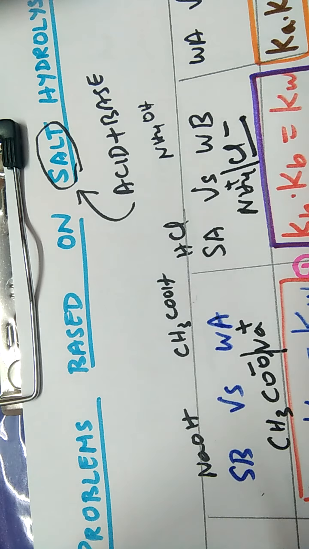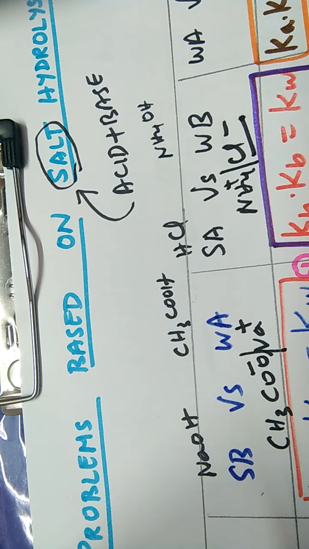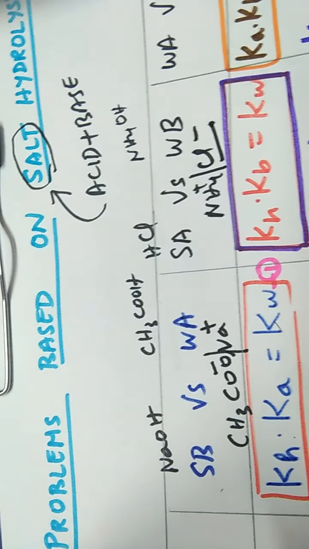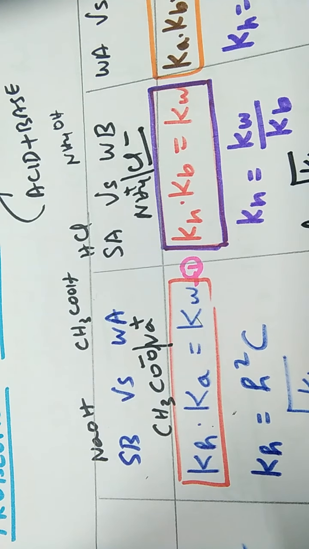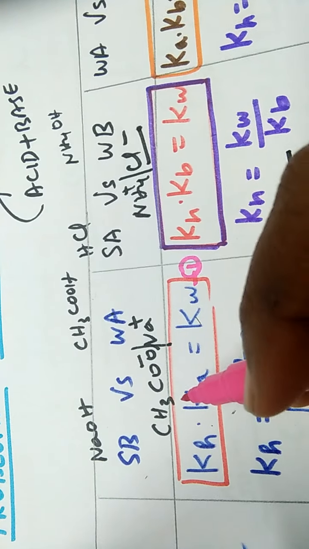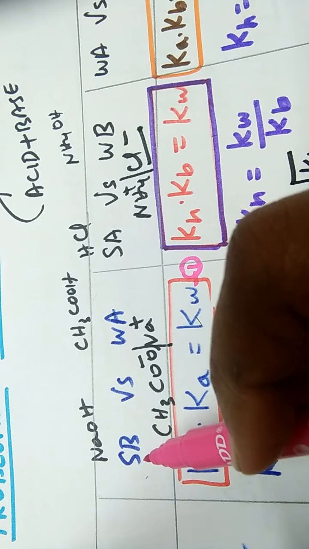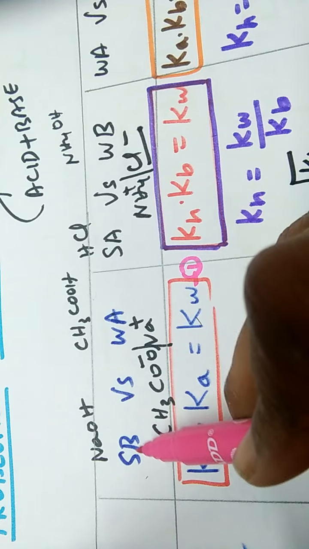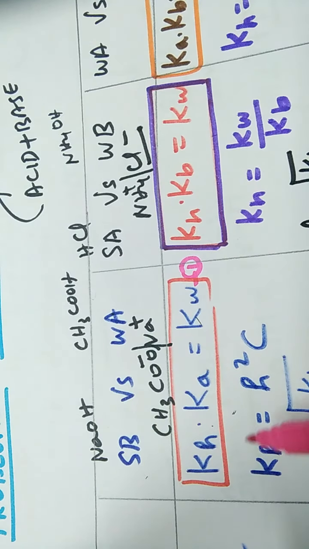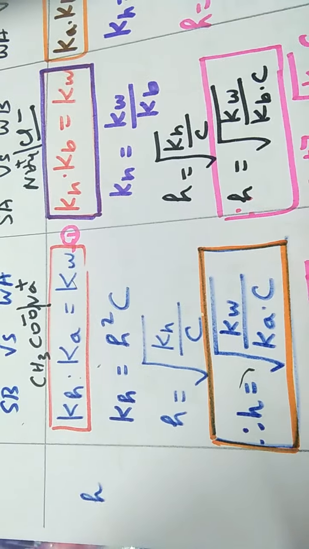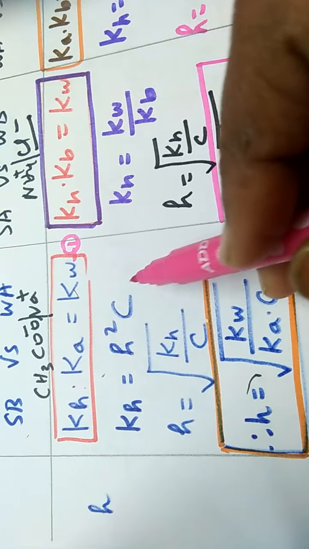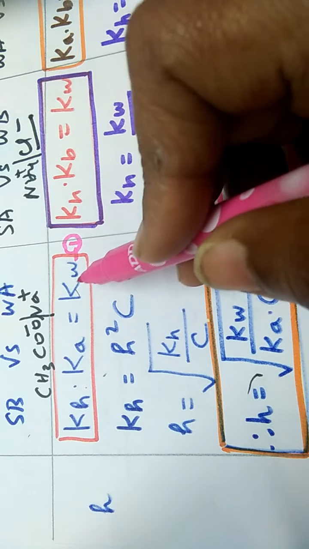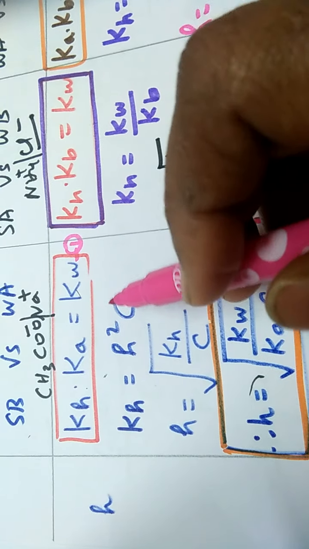Hi students, we are going to discuss the problems based on salt hydrolysis. In the previous class I told you how to remember the formulae for various types of salt hydrolysis. One type is strong base versus weak acid. The hydrolysis constant Kh is calculated as Kw by Ka. Weak acid is involved, so it will be Kw by Ka. You have to remember it that way.